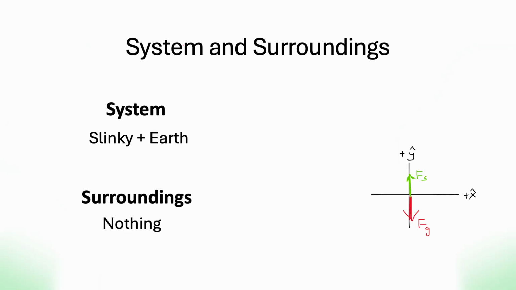To look at our models, our system was the slinky plus the Earth, so gravity, and our surroundings were nothing. You can see on the right that the forces are going in two opposite directions on the y-axis, and those forces are equal and opposite in magnitude.